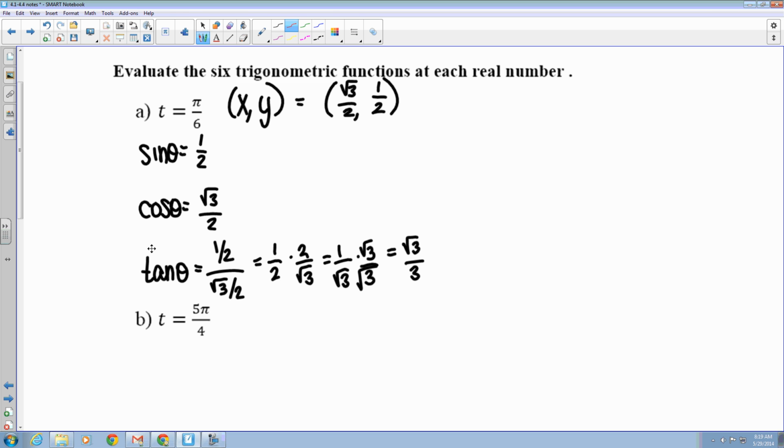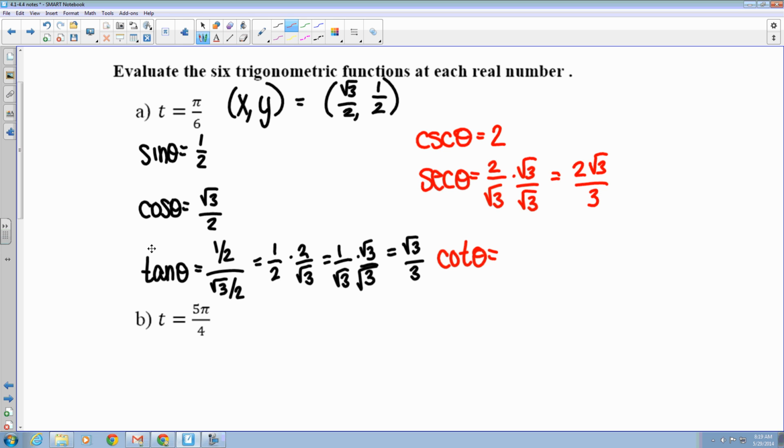You don't always have to show that much work. As long as you start understanding the concept of multiplying by the reciprocal, you can start to see that in your head, but just that first time I wanted to show you all the steps. Cosecant is the reciprocal of sine, which would be 2 over 1. Secant is the reciprocal of cosine. Flip it over, 2 over the square root of 3. Can't leave it like that. I have to multiply by the square root of 3 over the square root of 3. And our answer is 2 times the square root of 3 over 3.